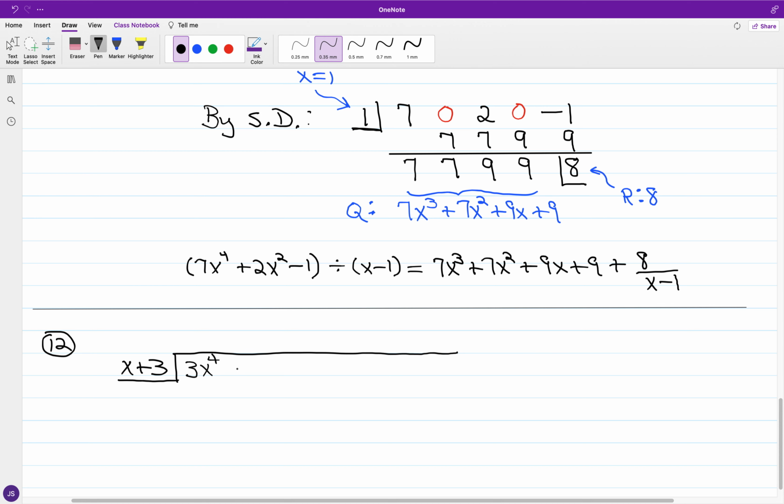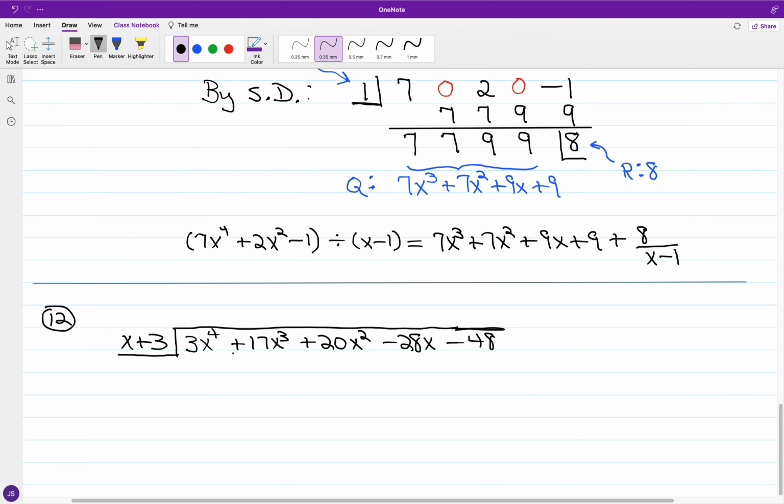You've got 3x to the 4th plus 17x cubed plus 20x squared minus 28x minus 48. All right, so just looking at the process, you've got all the degrees in the dividend representing 4, 3, 2, 1, and the constant. And just in the leadoff, we have x into 3x to the 4th, so this will go 3x cubed times.